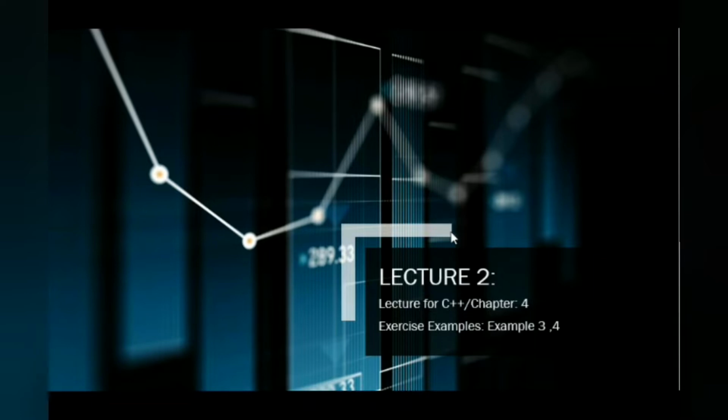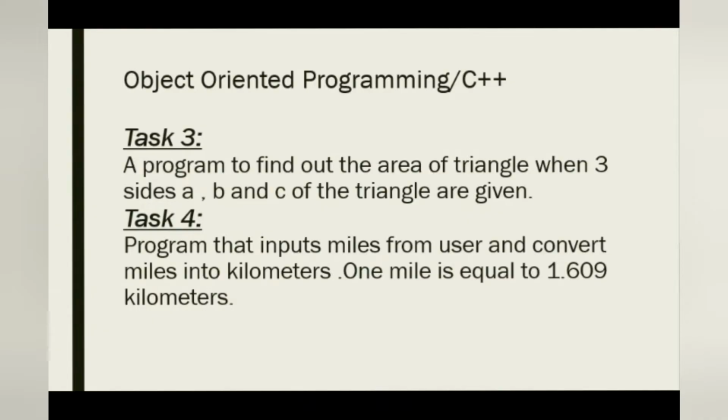In this video we will discuss example number 3 and 4 of chapter number 4 of C++ in object oriented programming. The task number 1 and 2 are in my previous videos. I will mention the link in the description, so kindly go and watch it. So in this video we will discuss the two tasks, task number 3 and 4.